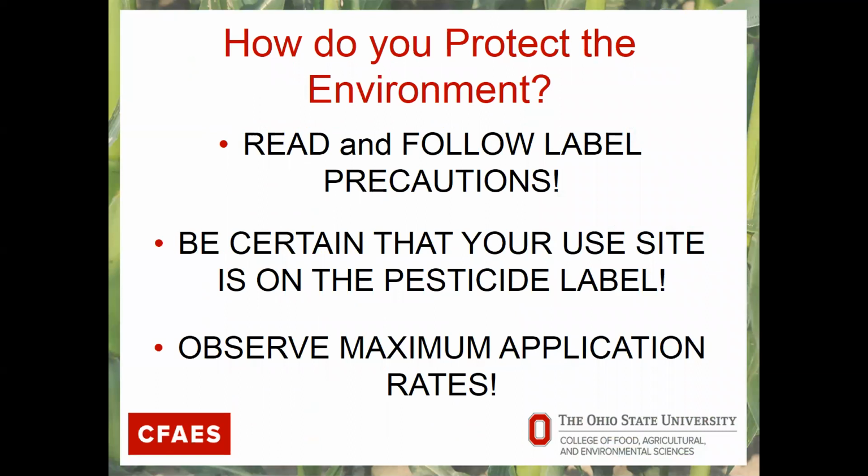As a summary, to protect the environment, you want to read and follow the label precautions carefully. You want to be certain that your use site is on the pesticide label. For example, if you plan to use the product in your woodlot, you cannot use this product label if it is labeled only for use in soybeans. Remember, it's against the law to use any product on a site that does not appear on the pesticide label. Also, be sure to look for any setback requirements from surface water, wells, and other bodies of water. A buffer zone may be required between you and your treatment area in a sensitive site.